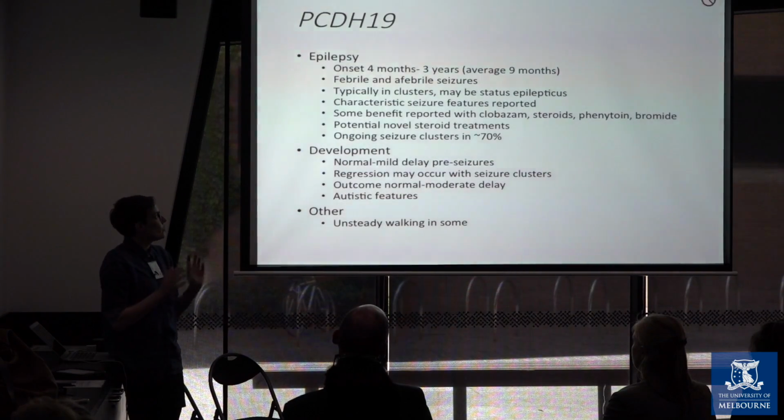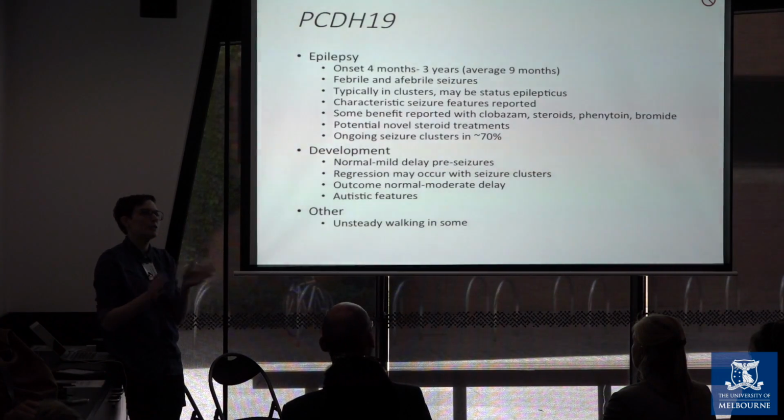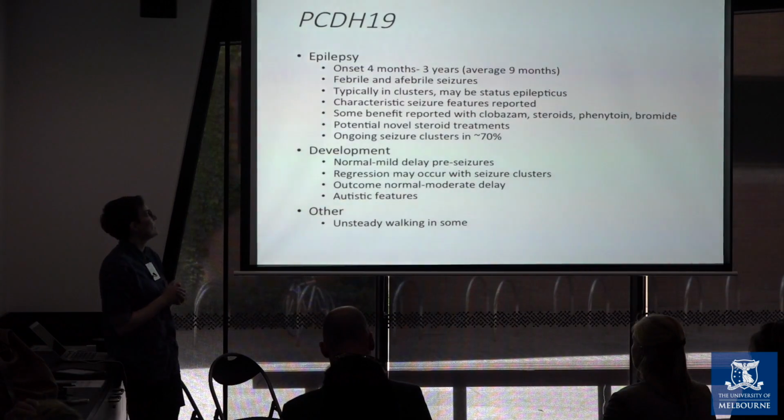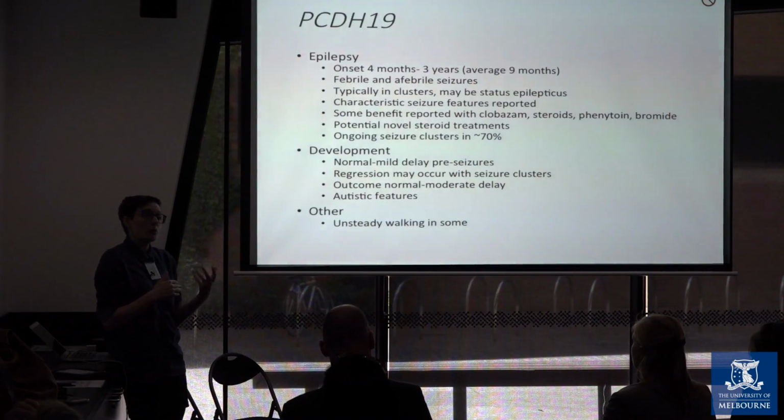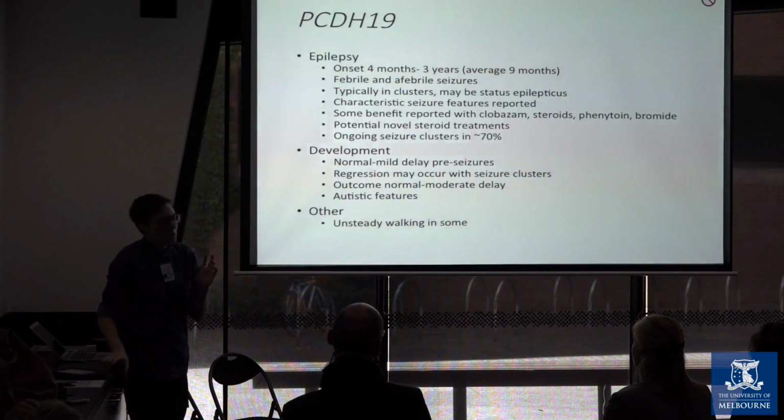So seizures tend to start between 4 months and 3 years, but most commonly at about 9 months of age, and that's the first thing that differentiates it from Dravet syndrome, because that's a few months later than Dravet usually starts. You can have seizures with fever, febrile seizures, and afebrile seizures without fever as well.